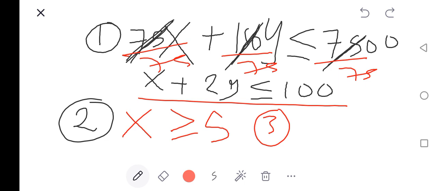Inequality 3. Of maize and at least 10 bags of groundnuts. Pause there. Groundnut, what is groundnut, X or Y? Y. You said 10? Yes, 10. What does at least mean? Greater than. Number 4.